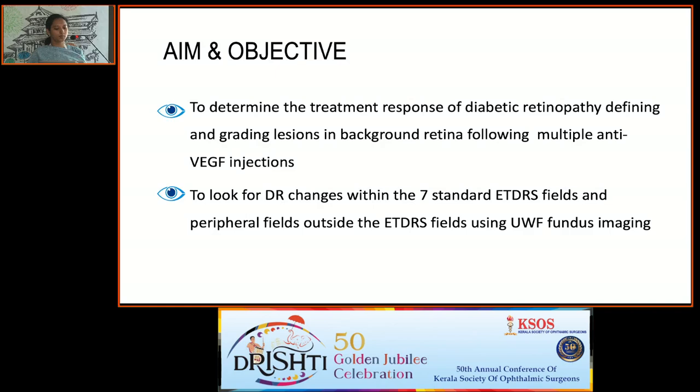My aim and objective are to determine the treatment response of diabetic retinopathy, defining and grading lesions in the background retina following multiple anti-VEGF injections, and to look for diabetic retinal changes within the standard ETDRS field and the peripheral field outside the ETDRS field using ultra wide field imaging.